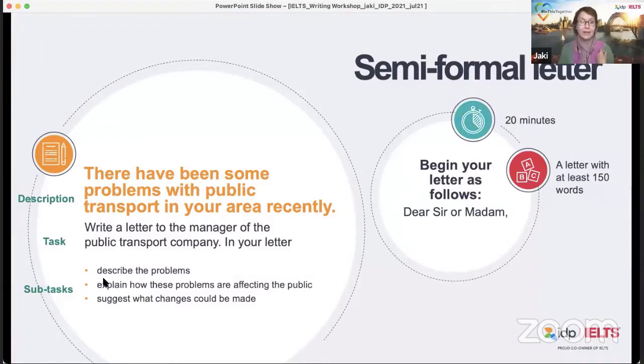The third job is to look at the bullets carefully. So describe the problems. Can you see this S? Very important. We can't just talk about one problem. We have to talk about at least 2, right? Explain how the problems are affecting the public. That's our second job. Suggest what changes could be made, more than one change. Okay, so we have to cover these in our letter. So let's have a look at the model.